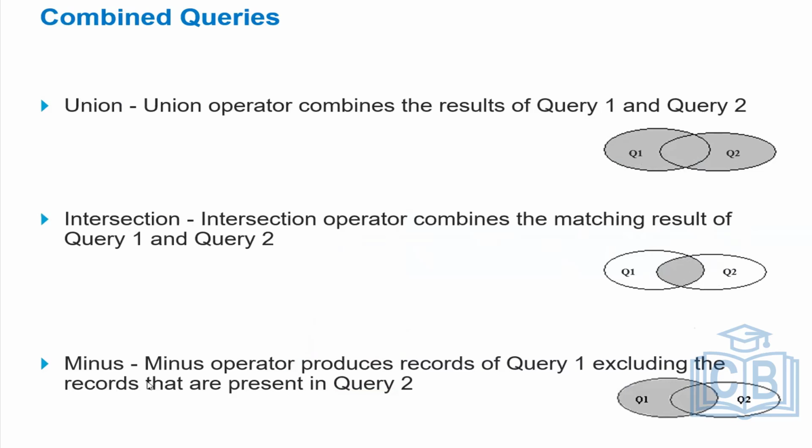That is the intersection. Minus operator produces records of query 1, excluding the records that are present in query 2. Q1 minus Q2. So total Q1, it will exclude this part which is matching with Q2 and we will only get this part. That is called the minus operator.